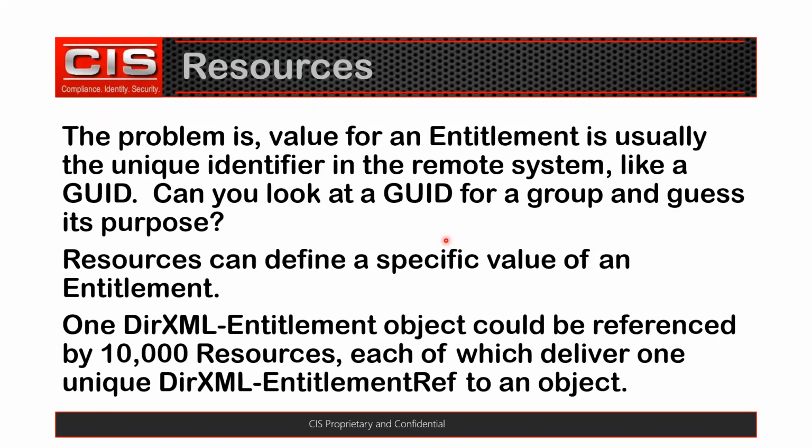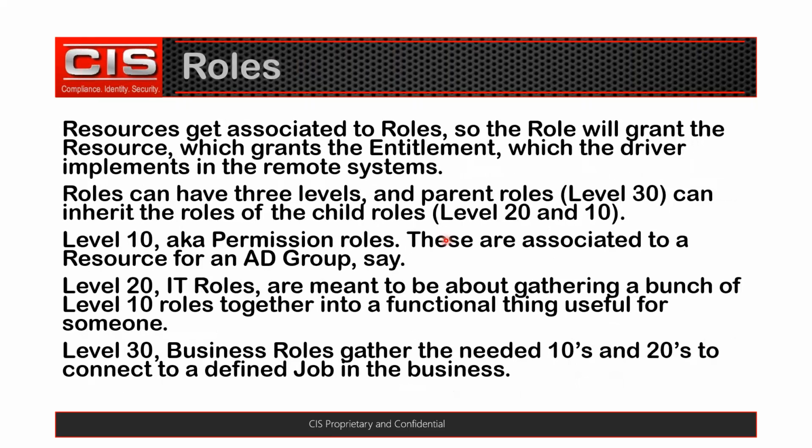So we came up with this construct of a resource, and a resource is generally a static definition of a single value of an entitlement. So this resource represents group 1, 2, 3 in AD, and it contains the GUID to link the two together. One entitlement object could be referenced by 10,000 resources, and each one would deliver just a single unique DirXML entitlement to an object. So these resources then get associated to roles.